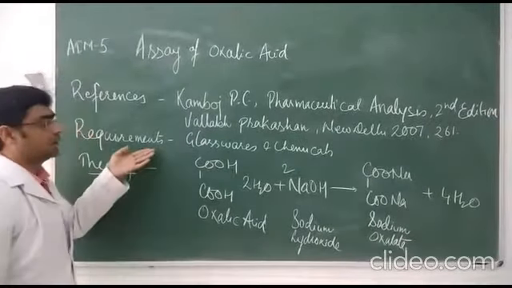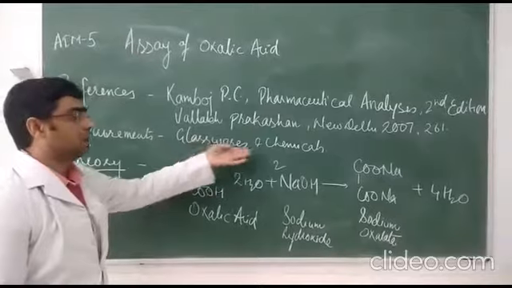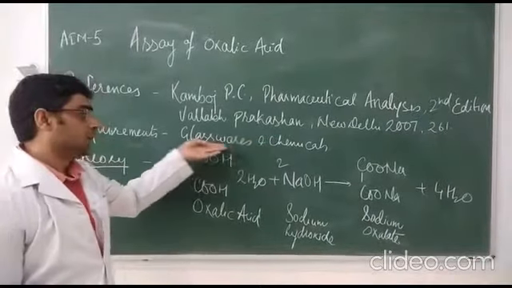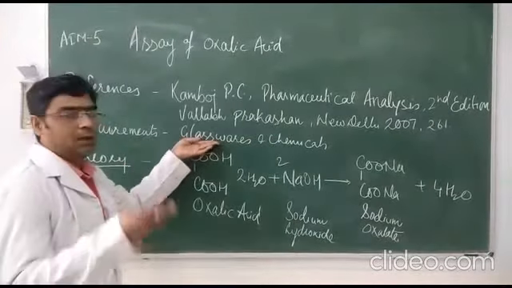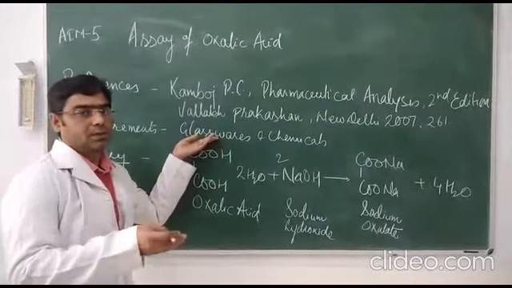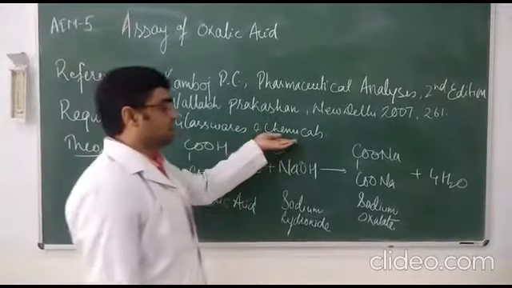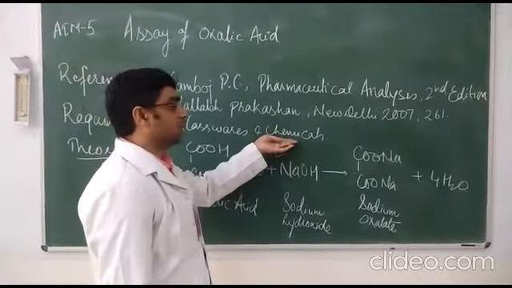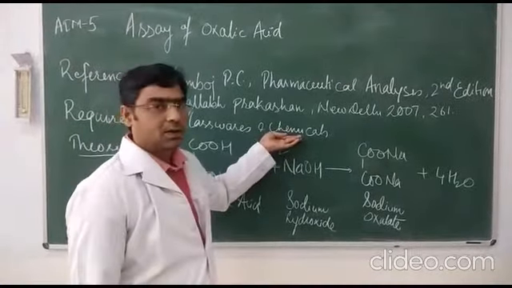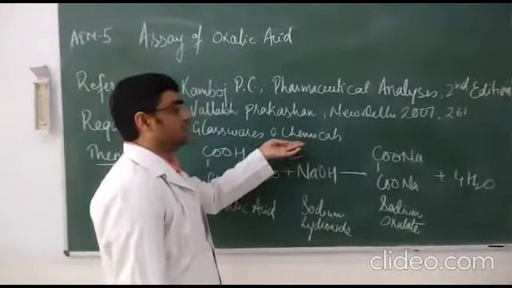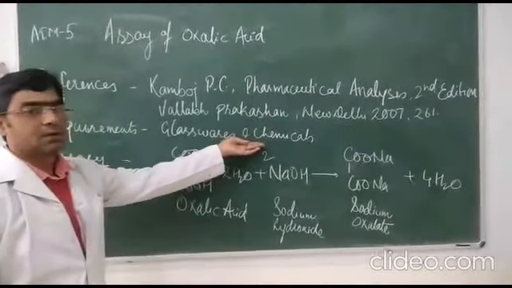Afterward, the requirements include the glassware and the chemicals that we use. In glassware, you are going to use a burette, pipette, volumetric flask, and conical flask. So all these things come under glassware. The chemicals that we are going to use are sodium hydroxide, oxalic acid, and phenolphthalein indicator.